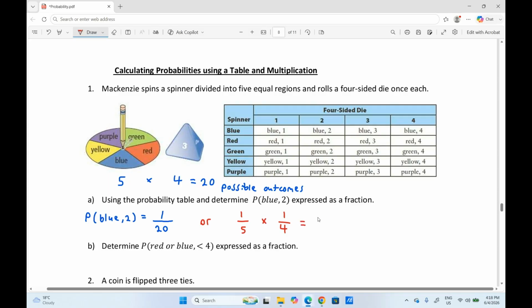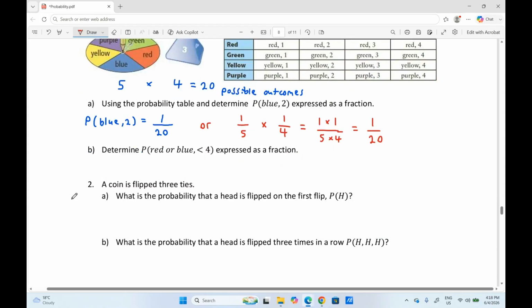If I multiply them together, I just multiply the top numbers together and the bottom numbers together. So in this case, 1 times 1 is 1, and 5 times 4 is going to be 20. So my probability for spinning the spinner, landing on blue, and rolling a dice and landing on 2 would be 1 out of 20, just like how I had it here. So now that gives you some options when you want to pick which to use, whether it be the table or the fraction method. Okay, now some of these work better than others.